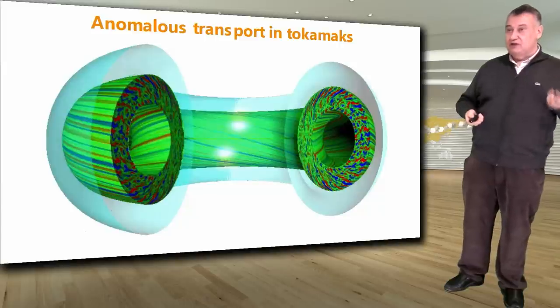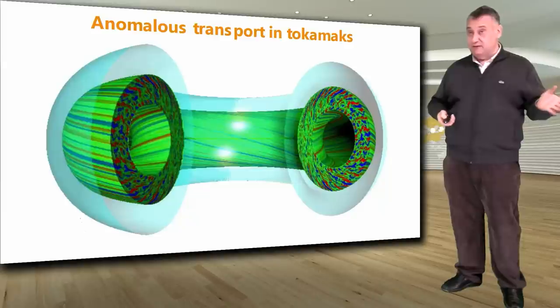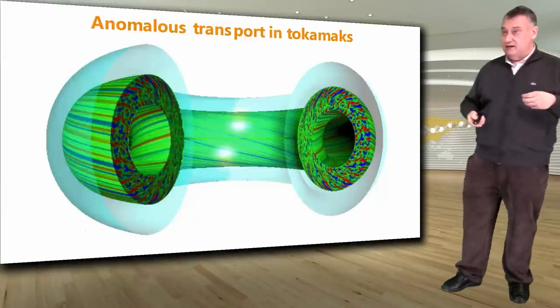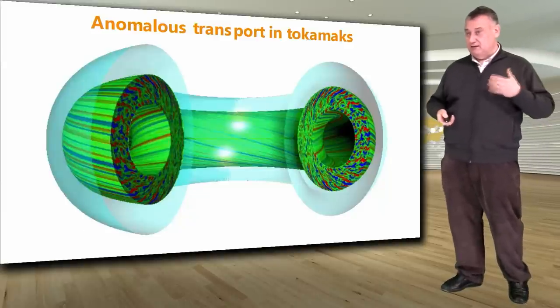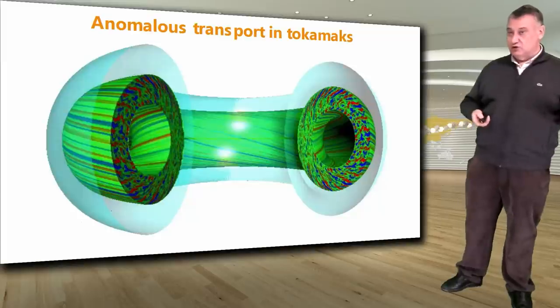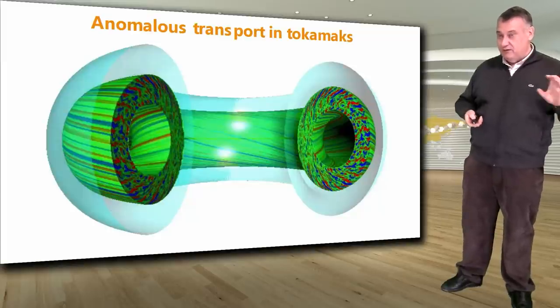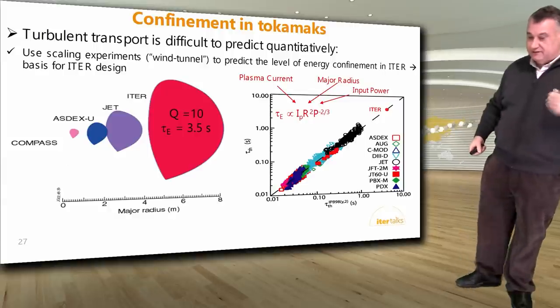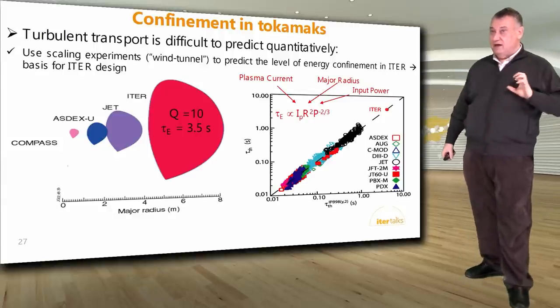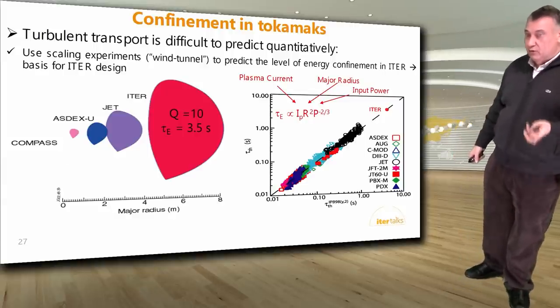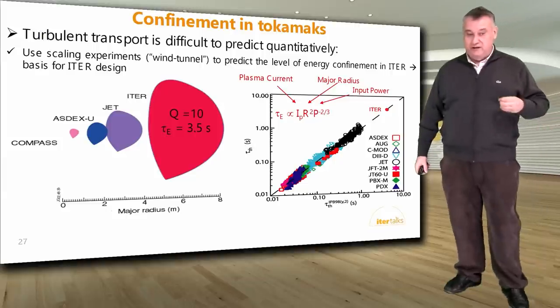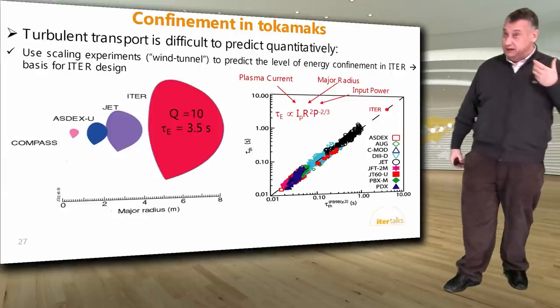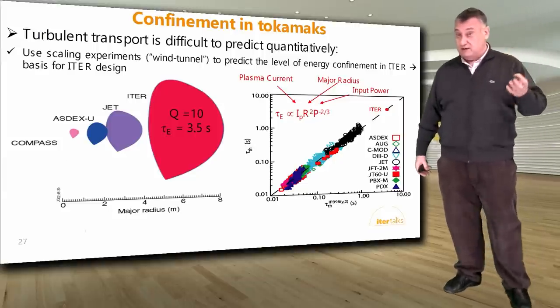Now, the issue is that these simulations are very complex. By the way, this understanding has taken place, a development in the last, I would say, decade or so, to this level of predictability for ITER. And in fact, it is still a very complex matter. Because of this, for the design of ITER, we have used a different approach. We have not based the design of ITER on evaluation of the magnitude of this turbulent transport from codes.